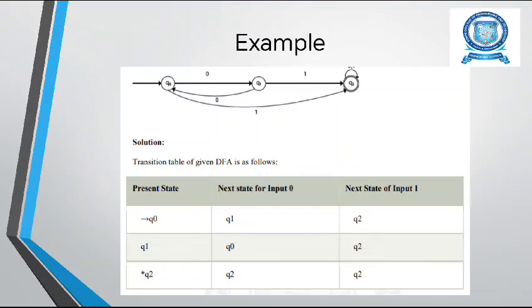Here the table has columns: present state, next state for input 0, and next state for input 1. First we indicate the present states Q0, Q1, Q2. Next, if input 0 is given to Q0, it will move on to Q1. If 1 is given to Q0, it will move on to Q2. In the same way, if 0 is given to Q1, it will move on to Q0, and if 1 is given to Q1, it will move on to Q2. Finally, for Q2, if 0 is given it will go to Q2, and if 1 is given to Q2, it will also remain in the Q2 state only.